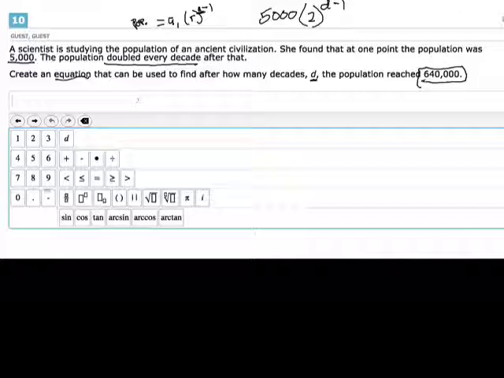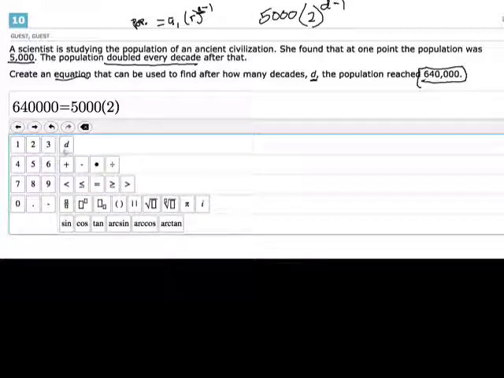So we're going to say, okay, 640,000, and all we need is the equation. See right there, create an equation. Don't try to solve it. 640,000 equals 5,000 times, and I'm just going to put it in parentheses, 2 raised to the d minus 1. Right there. And that's the equation to find out.